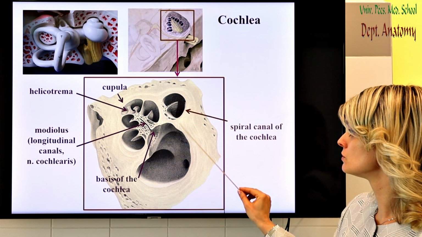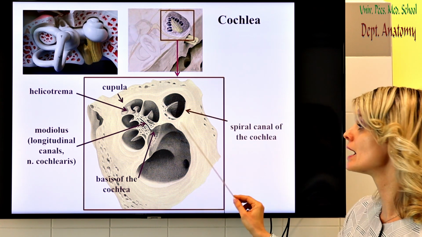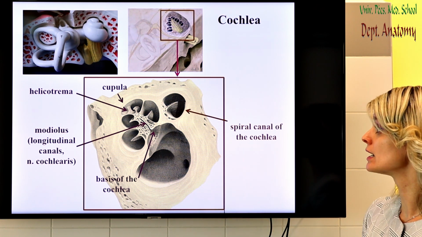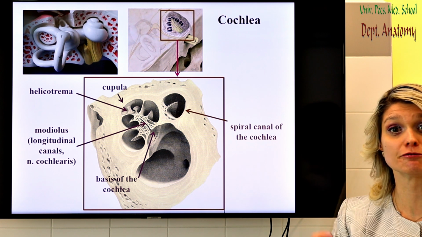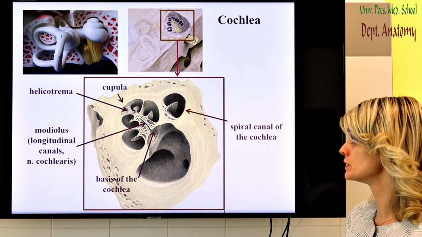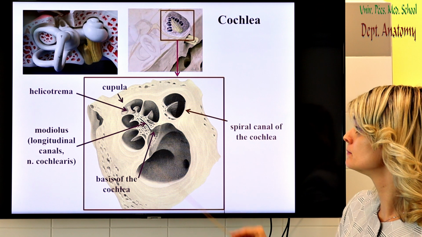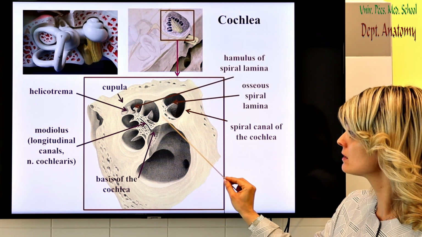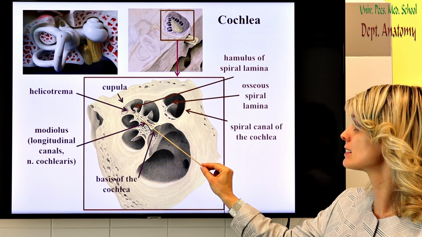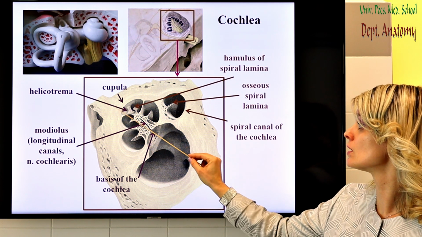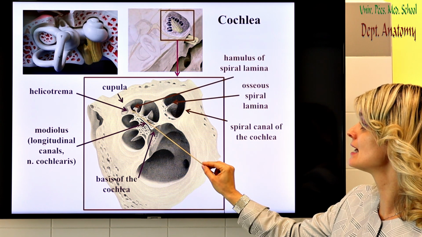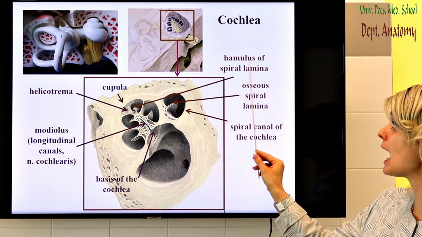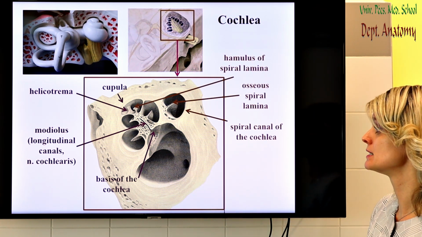So around the modiolus we can see a spiral canal of the cochlea, which will form 2.5 turns around the modiolus. And there, in the middle part, you can see a spiral lamina. This will be the end of the spiral lamina there in the cupola, which is called the helicotrema, and the end of the spiral lamina is called the hamulus of the spiral lamina.